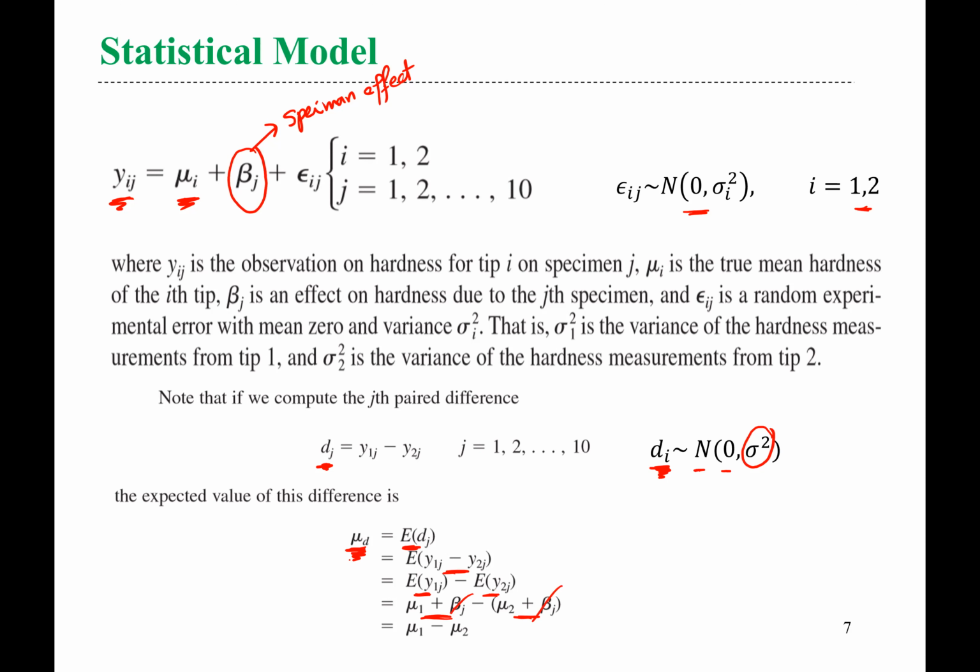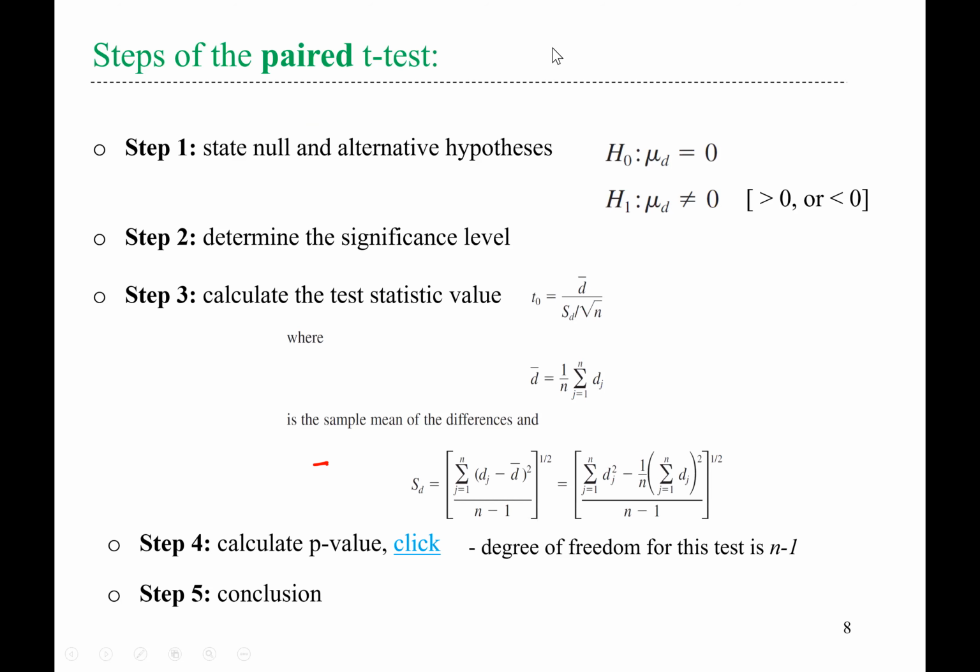So we can test mu_d is 0 against mu_d doesn't equal 0. It will be the same hypothesis as we worked before. So let's go over the 5 steps for the paired t test. The null and the alternative. The null is the difference is 0. Keep in your mind the difference is 0. It means the two tips are the same. Against the difference is not 0. It means the two tips are different. Or you can use mu_d greater than 0 or mu_d less than 0. It's up to you, or based on what you are interested in as a researcher.